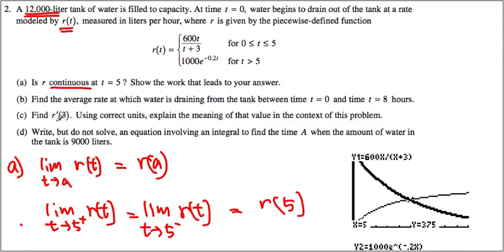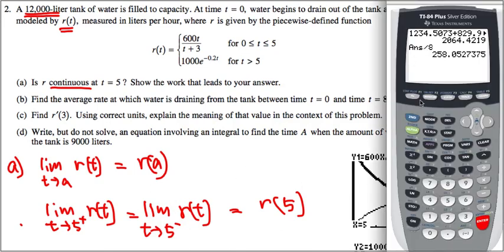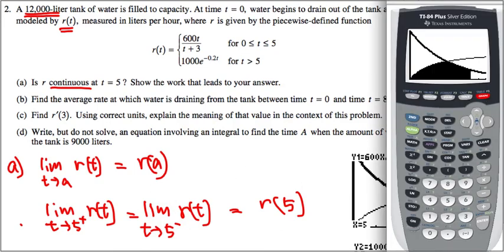Number 3, find r prime of 3. Since 3 belongs to the first interval, we have to use this upper expression to find the derivative when t was equal to 3. So let's try to do that together. So once again, if I have to go back to the graph, second trace will get us the calculation. Since what we are looking for, as you can see, is the derivative, so we're going to go for number 6.